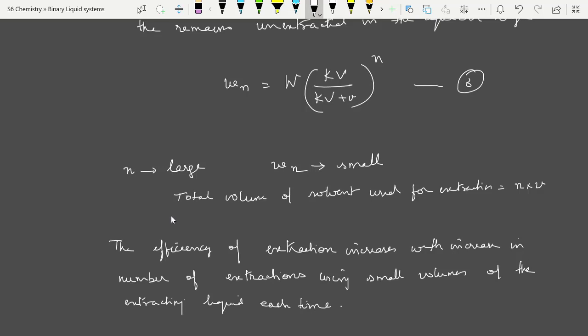So that is why, as you must have done in gravimetry, you wash the precipitate with small volumes of water, small volumes of the washing liquid, and you transfer the supernatant liquid. But you are not washing in one lot, you are using small volumes, because repeated extraction using small volumes is more efficient than extracting in one lot.